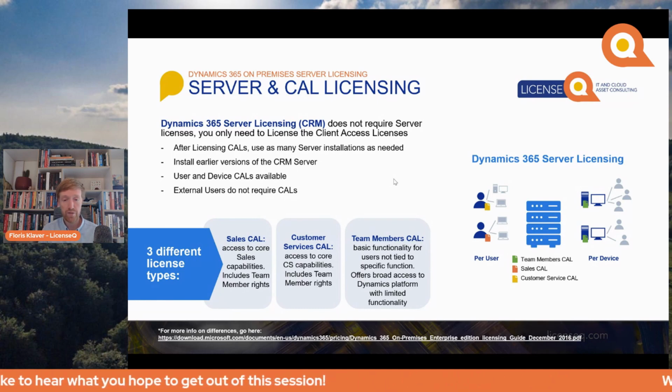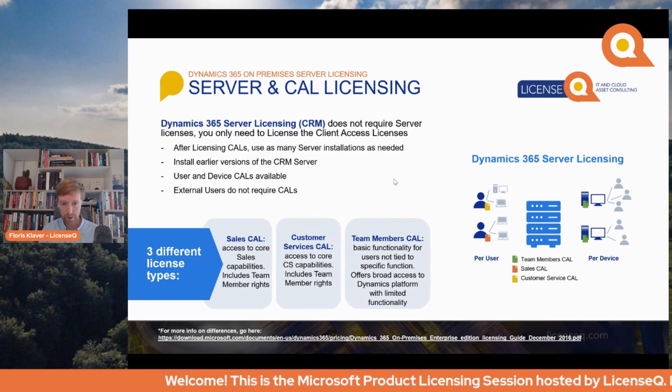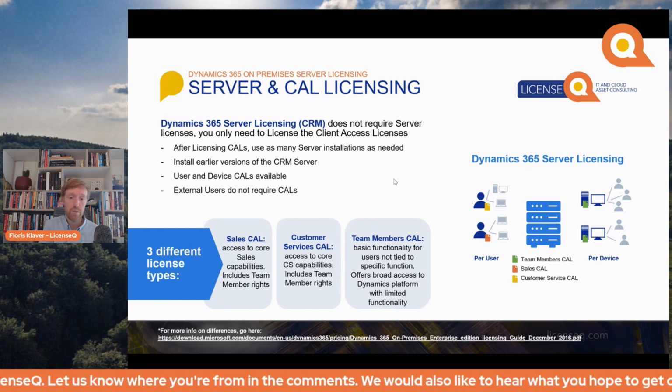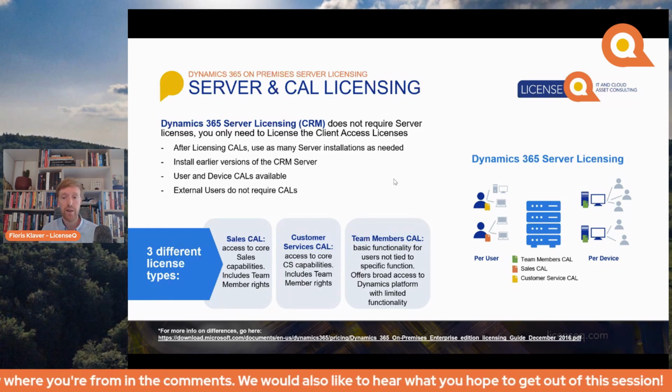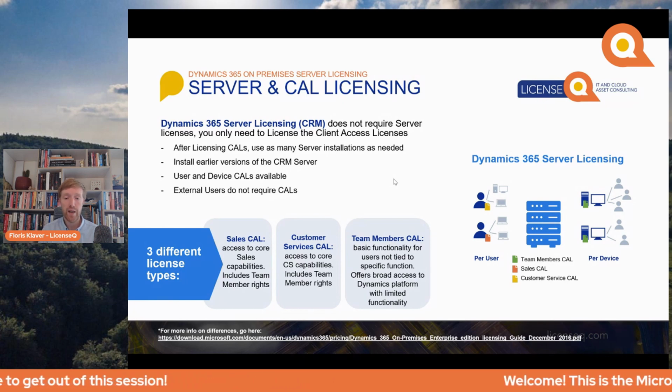You have 3 different license types that you need to be aware of. The Sales CAL, this gives you access to all the core sales capabilities, including team member rights. You have the Customer Services CAL that gives you access to all the core customer services capabilities, and it also includes team member rights. And team member is a specific basic functionality client access license that doesn't have a specific function, but it gives you basic access rights.